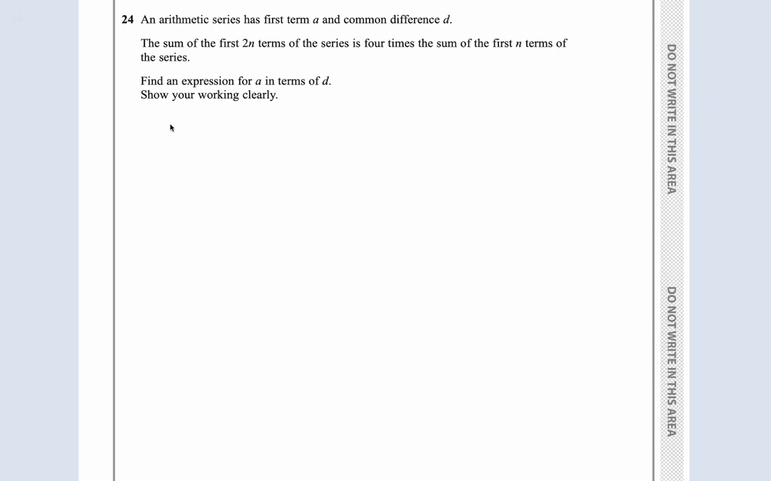Okay, so there's a formula. The formula is, let's write it here. Sn equals n over 2 times (2a plus (n minus 1) d). This is in the formula sheet. n is the number of terms, a is the first term, and d is the common difference. That's the sum of the first n terms, which means the sum of the first 2n terms will just equal this, but instead of n, I'm going to put in 2n.